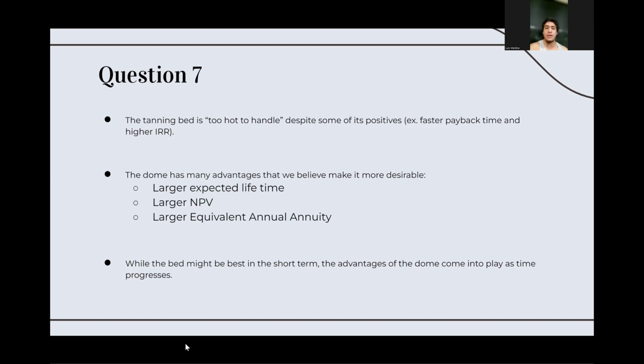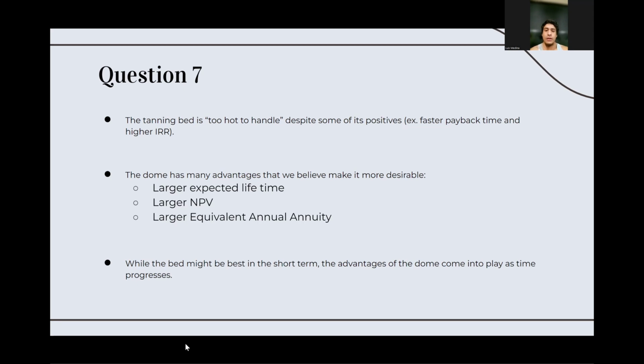Hello, my name is Luis Medina, and for question 7, it asks, based upon your analysis, which of the two units is too hot to handle? Why? The tanning bed is what we figured out to be labeled as too hot to handle, despite some of the financial positives it does have, such as faster payback time and a higher IRR. We found out that it is too hot to handle.